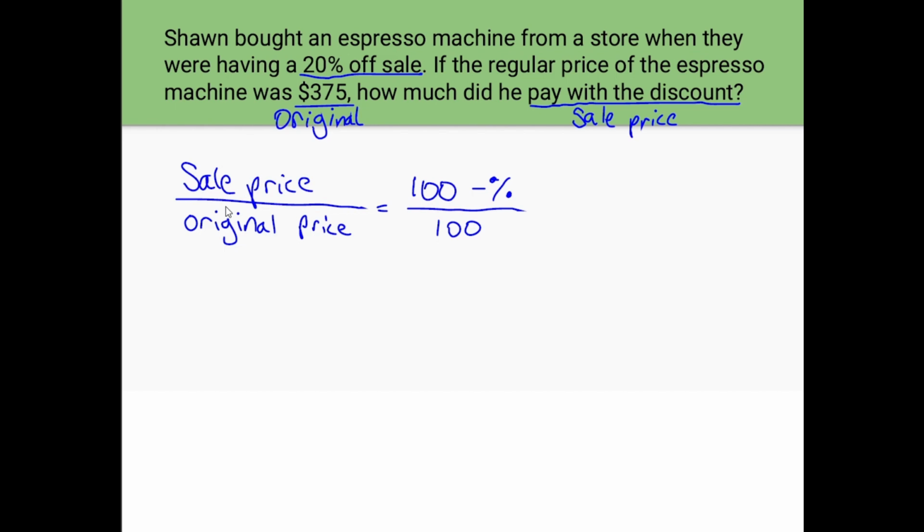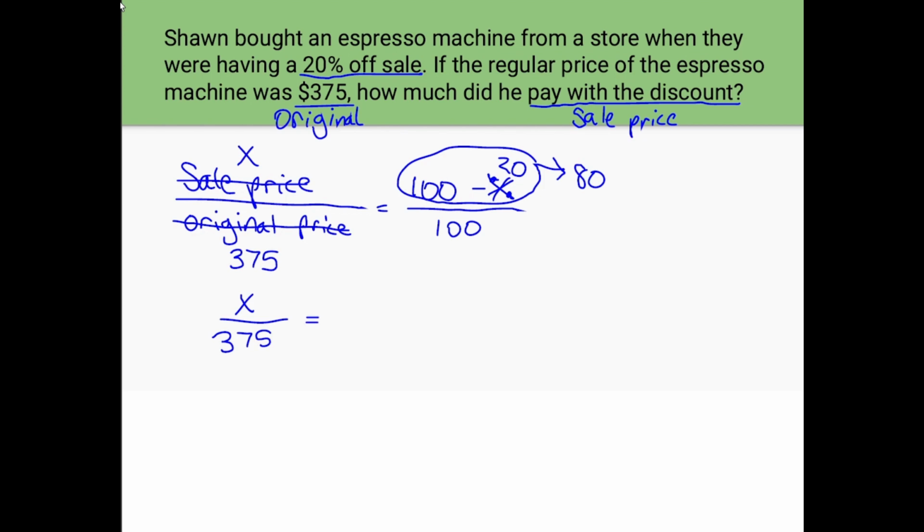And now I'm going to start plugging what I know in. So I know my sale price. That's what we're looking for. So we're going to call that X. Ooh, that was a terrible X. Let's see. Over X. Okay, there we go. And then our original price is $375. And then let's see, the percent for the sale is 20%. And let's see, I can clean that up a bit. I got 100 minus 20. I know that's just going to end up being 80 over 100. Okay, now I'm going to see what I'm working with. So I got X over 375 equals 80 over 100.